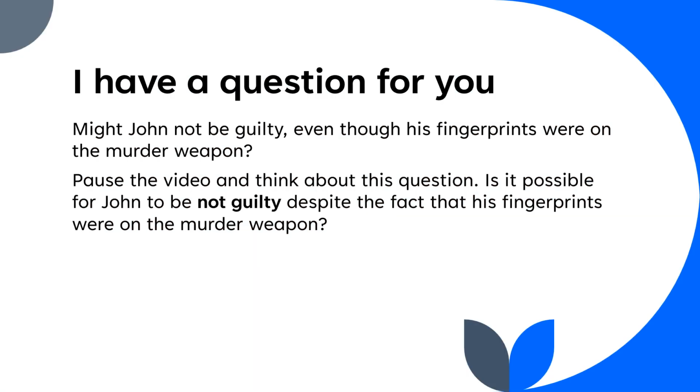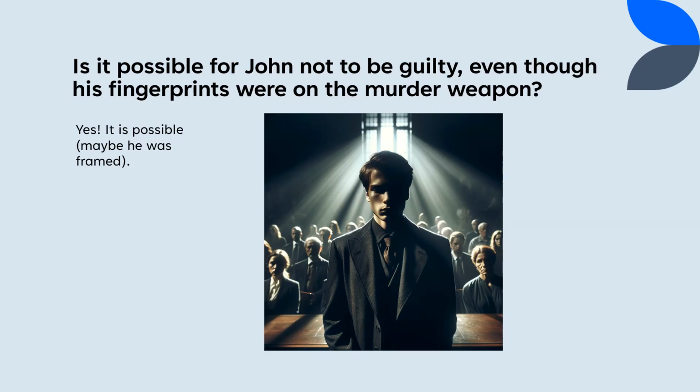Now, shifting gears, I have a question for you. Think about this. Is it possible for John to be not guilty even though his fingerprints were on the murder weapon? I want you to pause and really think hard about this question. It certainly is possible. It's possible for John to be not guilty despite the fact that his fingerprints were on the murder weapon. How? Well, maybe he was framed. Somebody might have, while he was sleeping, put the gun in his hand. He could have been framed.